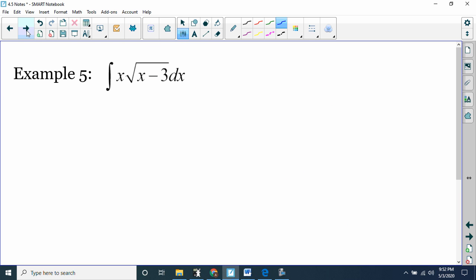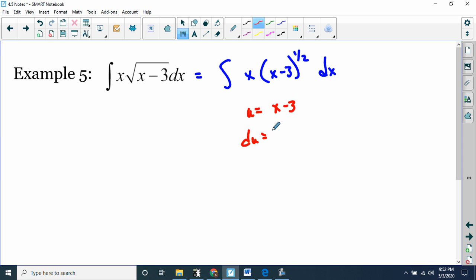One more example, last one. The integral of x times the square root of x minus 3 dx. I'm going to rewrite it like we usually do. Instead of the square root of x minus 3, we're going to write it as x minus 3 to the 1/2. Looks very similar to the other problems we've done, so we can make u equal to x minus 3. So du is 1 dx. So in this case, I don't need to multiply by anything. I already have my du.